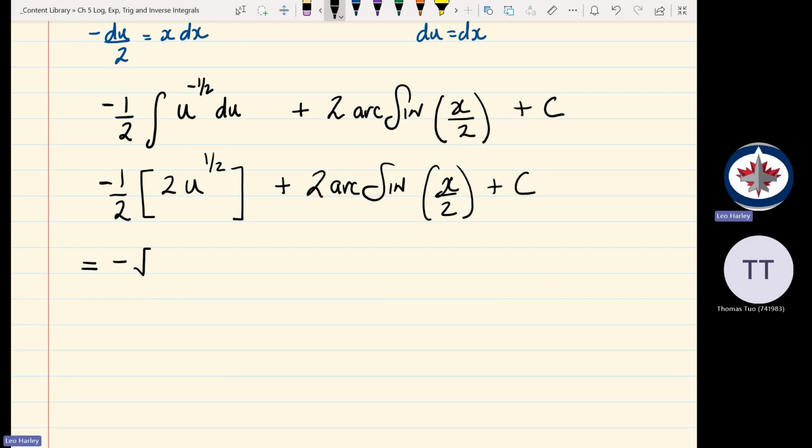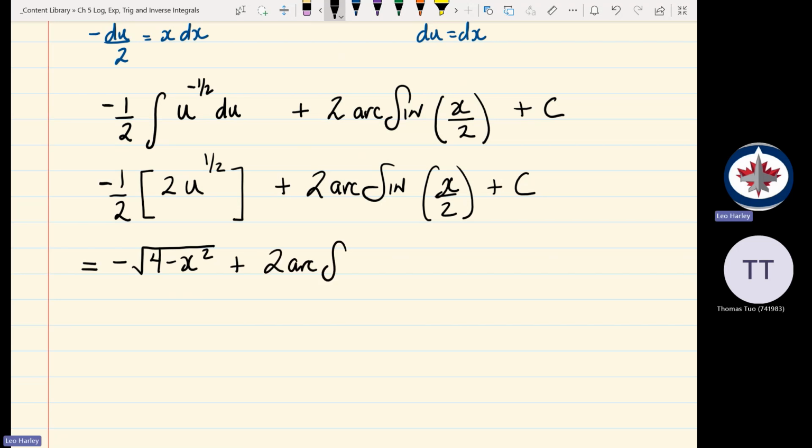Minus the square root of u, which represents 4 minus x squared, plus 2 arc sine x over 2 plus c. Good.